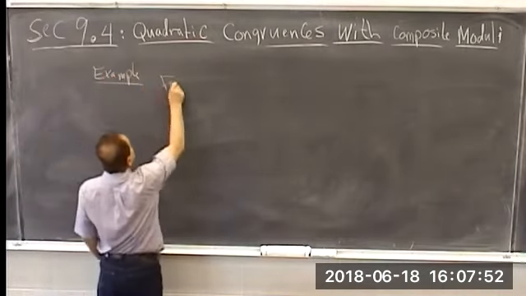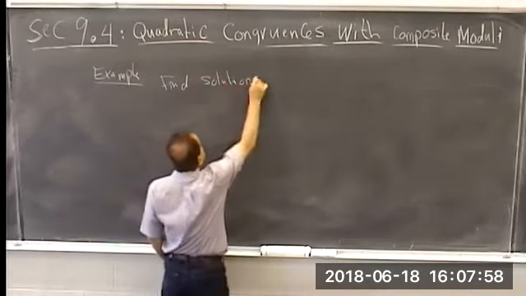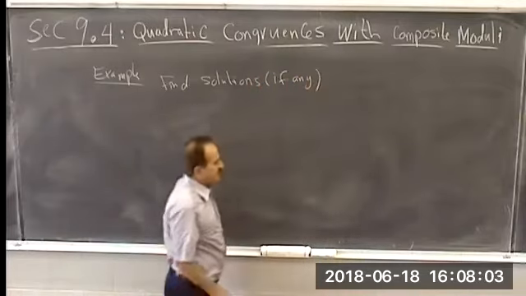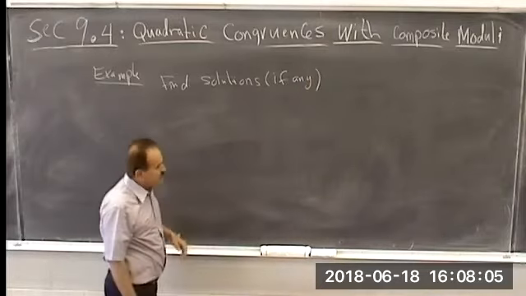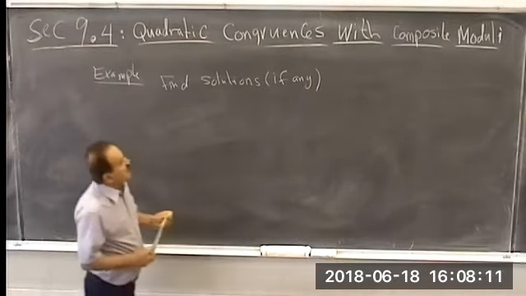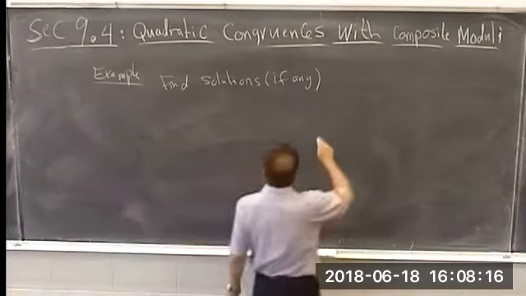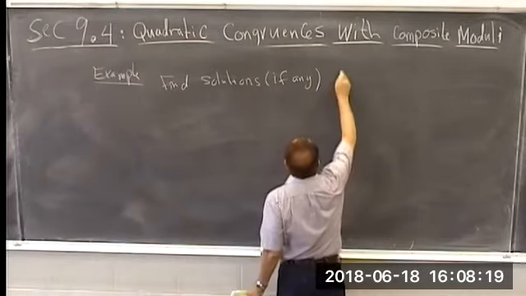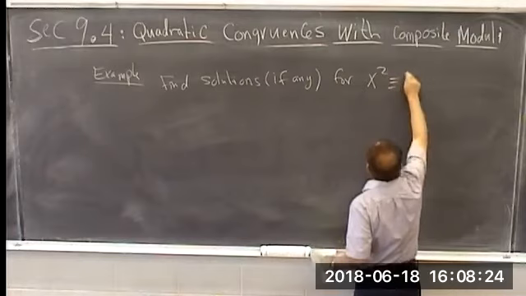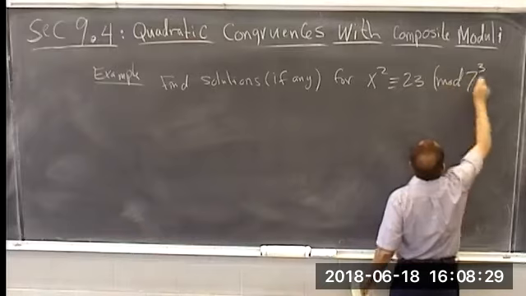Let's find solutions, if any. If the condition is not satisfied, okay, that this is a sufficient condition, then it doesn't have a solution, which is the Legendre symbol being equal to 1. All right, so if any, for this equation, x squared congruent to 23 mod 7 to the 6.